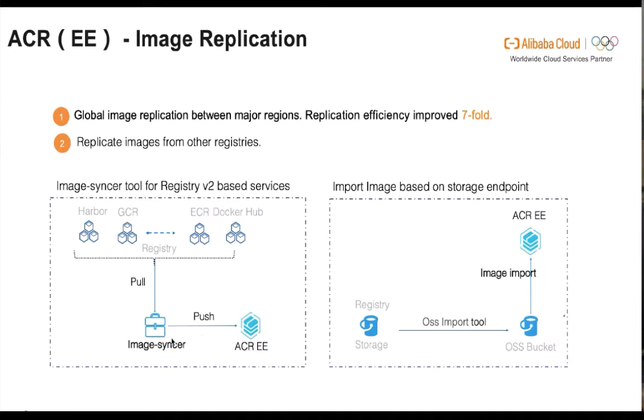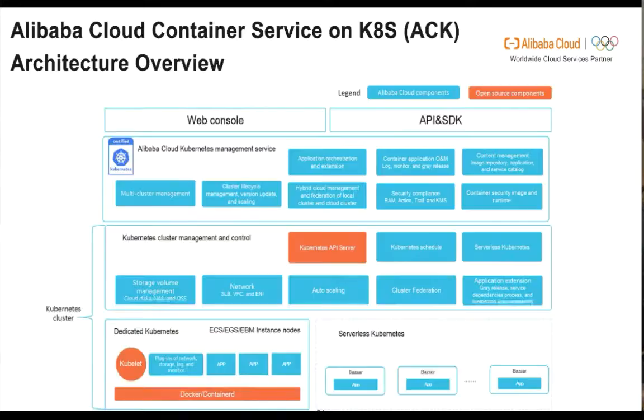Through the image syncer, we can sync between the different ACR instances, and even we can sync from other registries through our OSS import tools to import them directly to the OSS backend, because actually ACR uses OSS as the backend. It actually improved the replication efficiency even 7 times. Okay, hopefully through these 3 scenarios, you can have a quick understanding about what Alibaba Cloud Registry can do, especially at the enterprise level. So you can introduce this Enterprise Edition to your customer. I strongly recommend it.